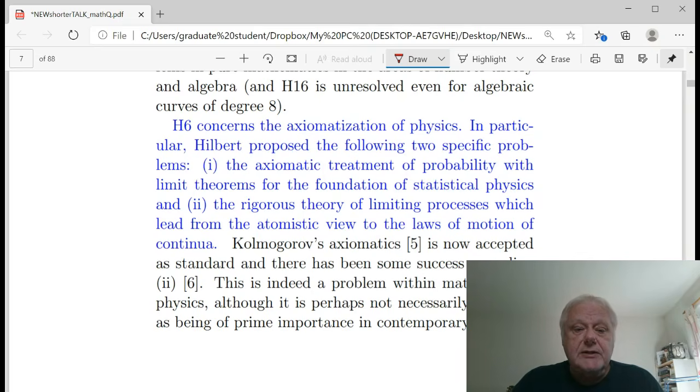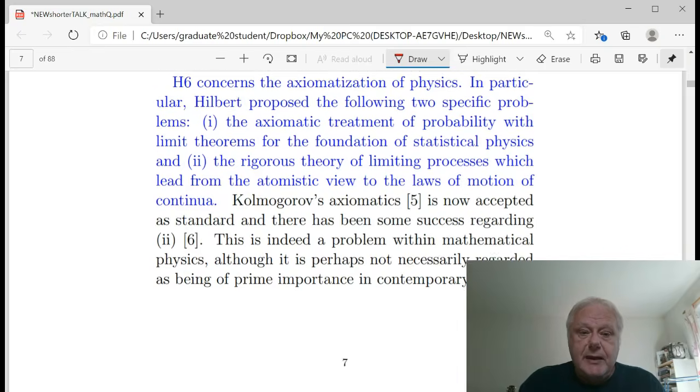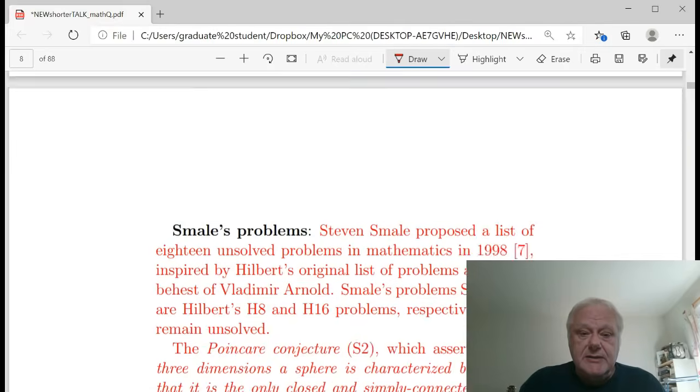Hilbert did try to direct attention towards 1 or 2 particular areas of physics, and namely he looked at the axiomatic treatment of probability in statistical mechanics, and using well-defined mathematical limiting processes when looking at the laws of motion of continuous media. And as it says there, for both of these problems there has been some progress, but the original problem was too vague and too vast to perhaps hope to answer it in totality.